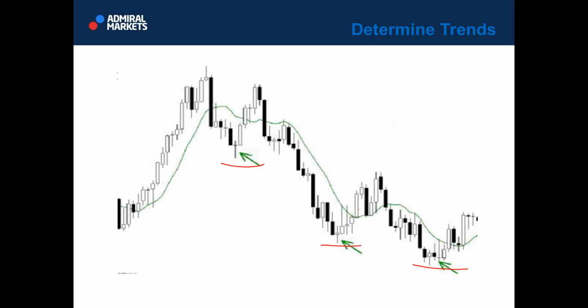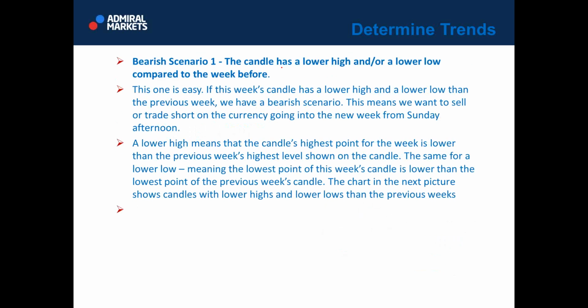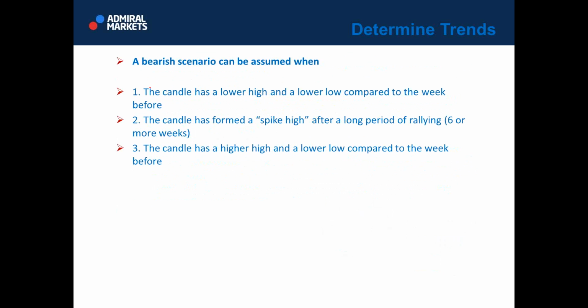So that is for bullish. The same is for bearish, but the other way around. We have a lower high and a lower low. Okay. Bearish scenario, the first rule: lower high, lower low. The second rule, we have also the same situation as this, spike high. And the third rule, the candle has a higher high and a lower low compared to the week before.